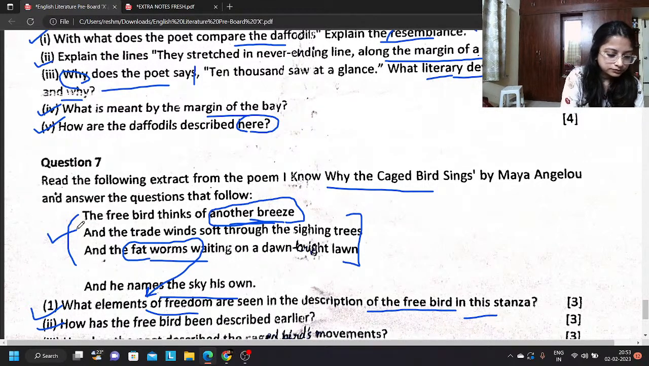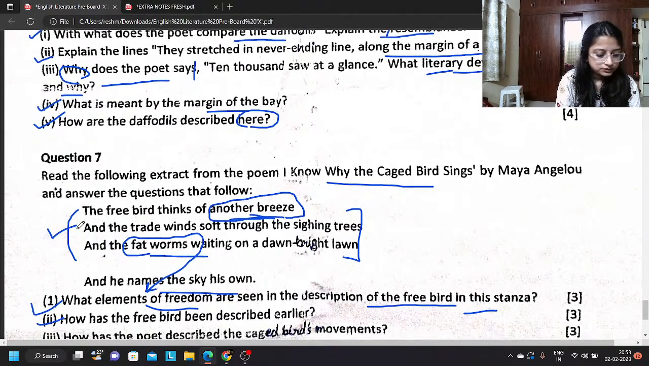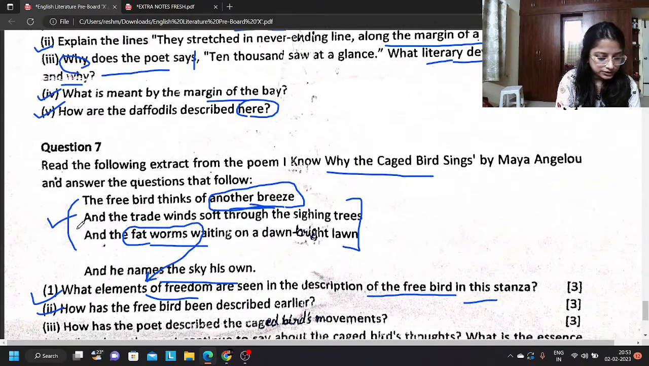Written or understood? Clear? We'll move to the next one. Okay, let's move to the third question.